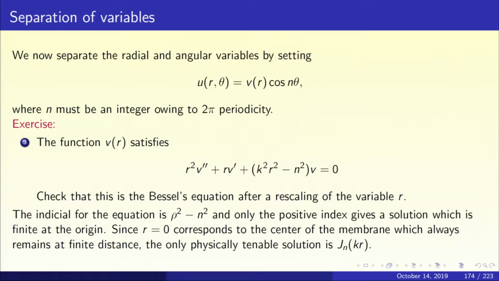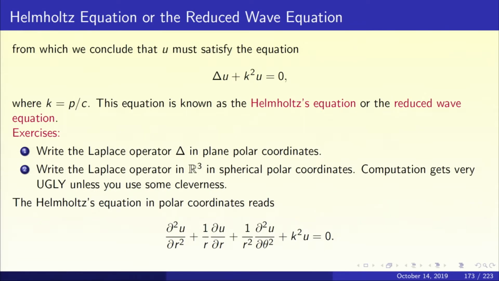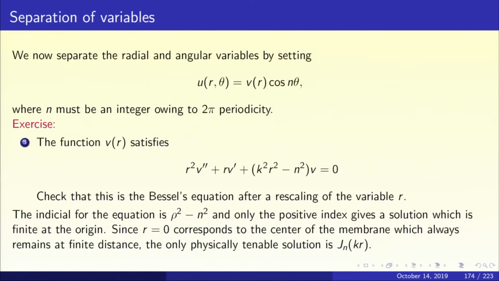Okay, so now you substitute u of r, theta equal to V of r into cos n theta into the last displayed equation in the slide, del 2u by del r squared plus 1 upon r del u by del r plus 1 upon r squared del 2u by del theta squared plus k squared u equal to 0. Separate the variables, and the V equation assumes a very interesting form, namely r squared V double prime plus r V prime plus (k squared r squared minus n squared) V equal to 0. As you see displayed on the slide, this equation is the Bessel's differential equation after a little bit of rescaling. This is basically the Bessel's equation.